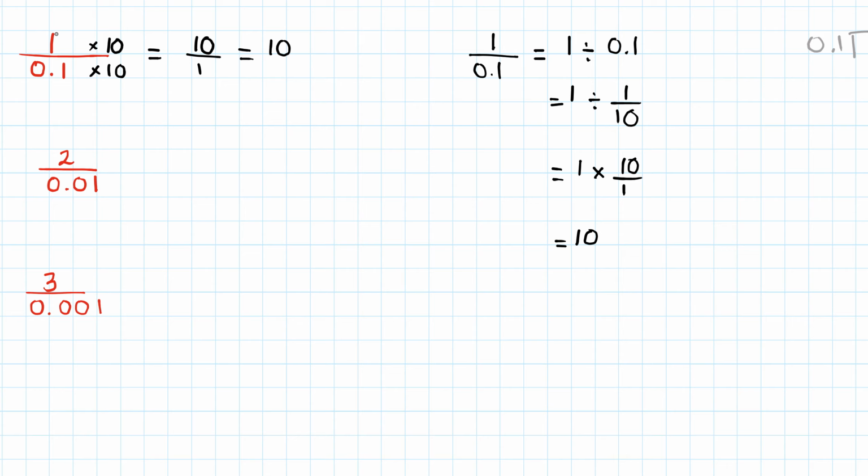Okay, so if this 1 over 1/10 is 10, what will this one be? So I have 2 over 1/100. Hopefully you're all saying, and I'm not going to work it out, is 200.